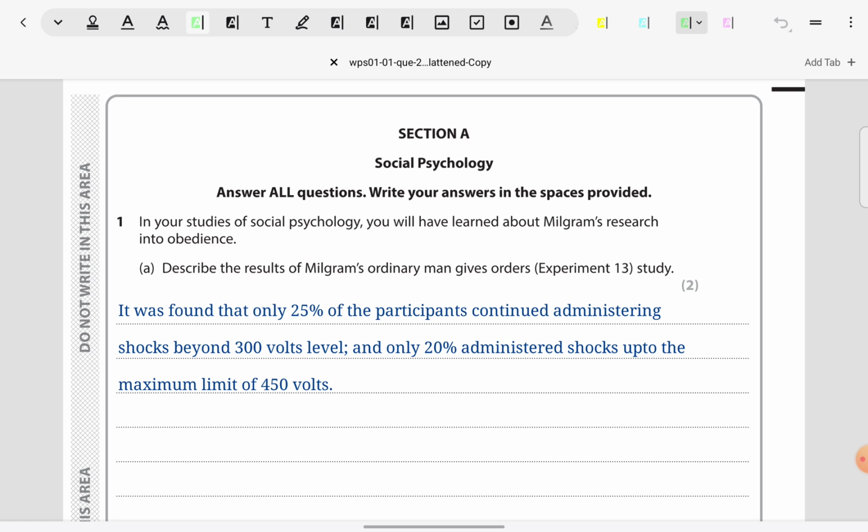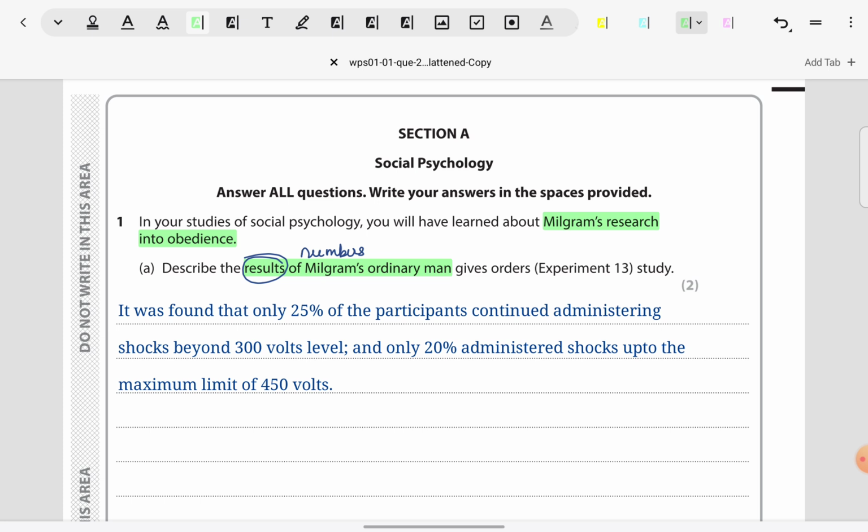The first question which was asked in January was, in your studies of social psychology, you will have learned about Milgram's research into obedience. Describe the results of Milgram's ordinary man gives orders, that is experiment 13 study. So one of Milgram's variations has been asked for, and when it comes to the results word in the question, whenever they're asking about any results, data or findings, you must give figures, that is, you must give numbers. You must not give a conclusion or interpretation type of answer. You must give concrete findings which are there.